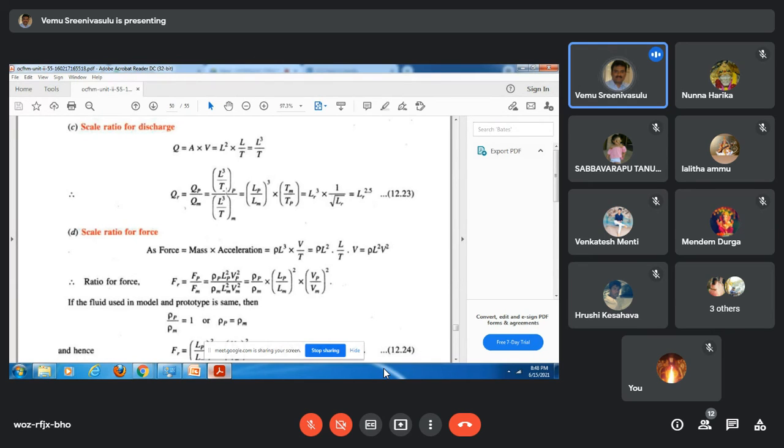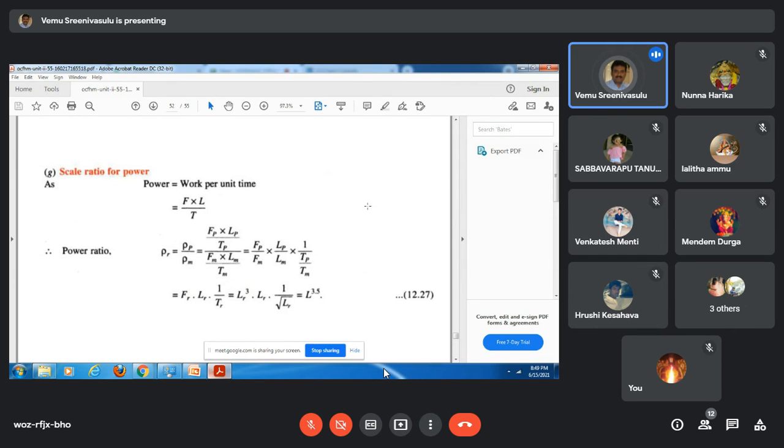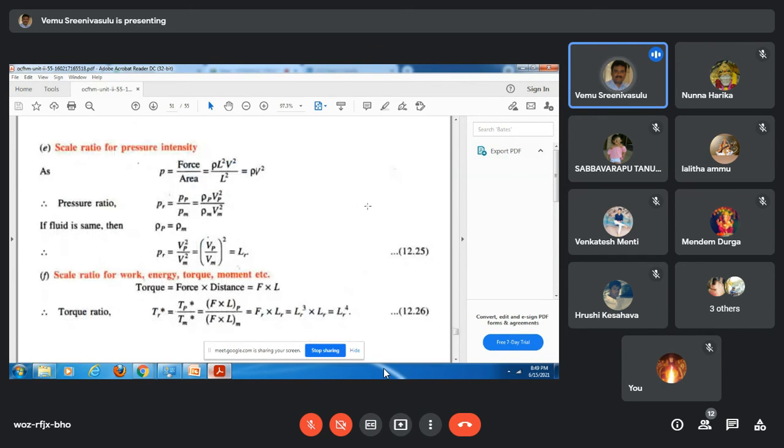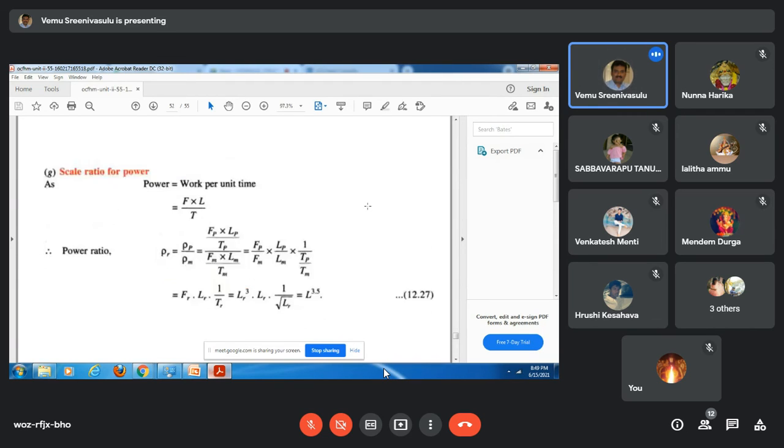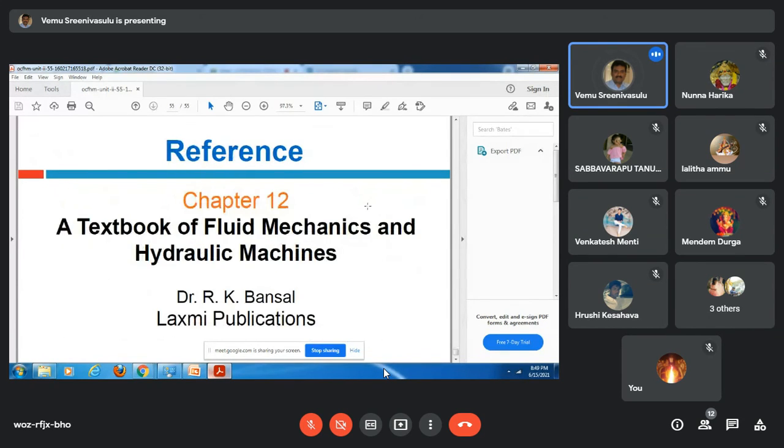Model discharge is equal to prototype discharge divided by LR to the power of 2.5. What is LR? LR is equal to length of the prototype divided by length of the model. So based on these dimensionless numbers, Mach number, Froude number, Reynolds number, and Weber number, we can construct the model. So this is the brief about dimensionless analysis. You have the introduction only. This is all about dimensionless.